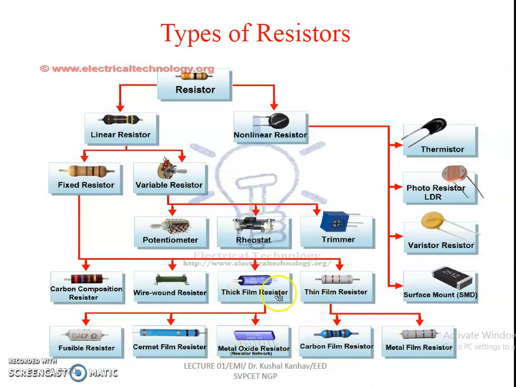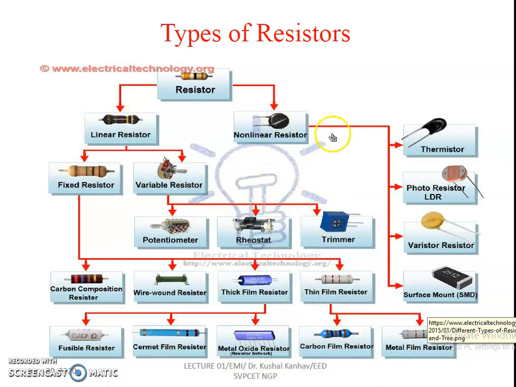Now these thick film resistors are further classified into fusible resistor, CERMET resistor, that is ceramic metal film resistor, metal oxide resistor, carbon film resistor. Whereas the thin film resistors are classified into carbon film and metal film resistor. This is all about your linear resistors.